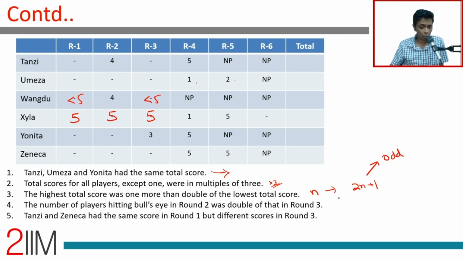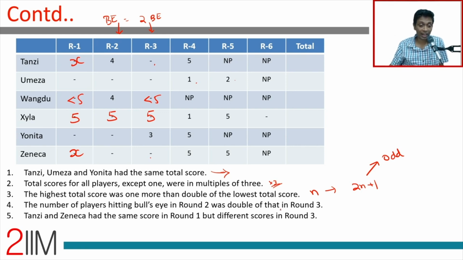The number of players hitting bullseye in round 2 was double that in round 3. The number of bullseyes here is 2 into the number of bullseyes here. Tanzi and Zeneca had the same score in round 1 but different scores in round 3. So these were x, or z and z, y and y. Different ones here. And I don't think any of these 5 constraints give us anything. I would have loved it if it said Yonita had scored 4 points in round 2. It would have been useful.